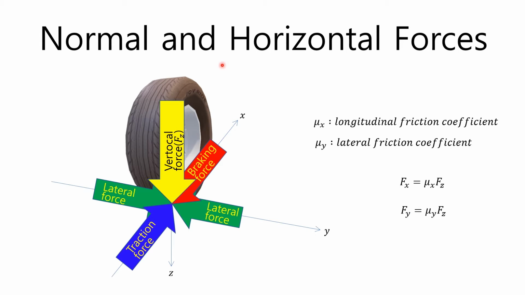The force required for high-performance operation is the friction force generated parallel to the road surface, which includes traction, braking, and lateral force, all of which are determined by multiplying the vertical force by the friction coefficient. The role of vertical forces is therefore very important.